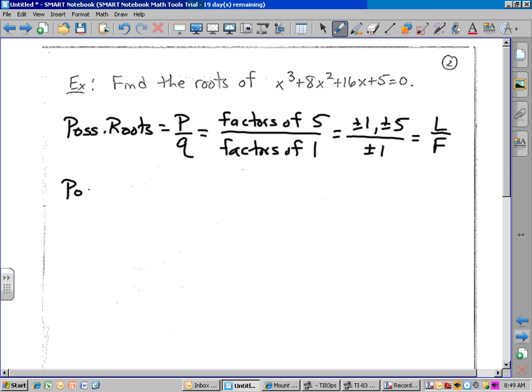Possible roots. So both of those divided by 1 are going to be plus or minus 1, plus or minus 5. So we have 4 possibilities here. 3 is the most that we're going to get. So we have to see which one's going to work.